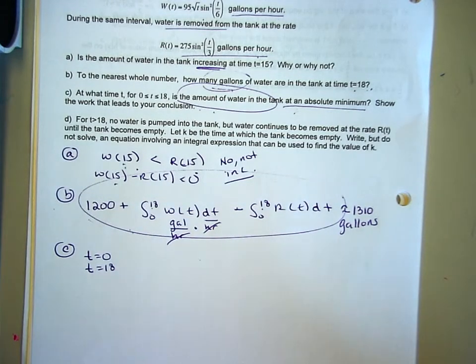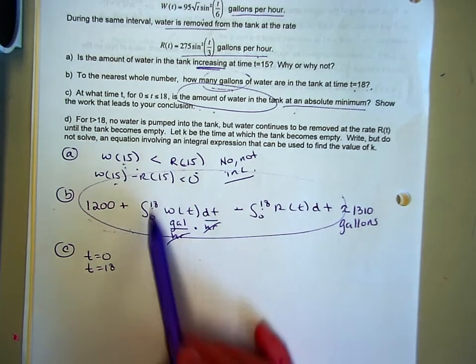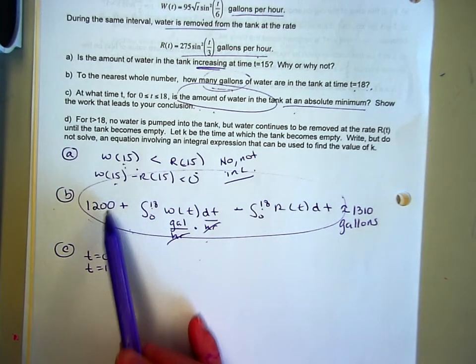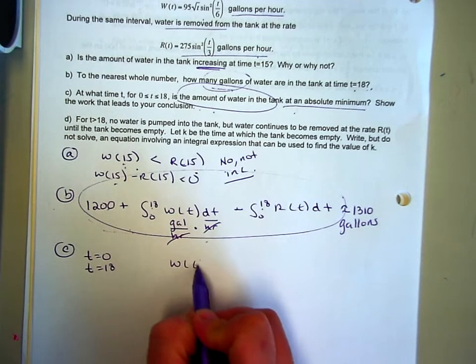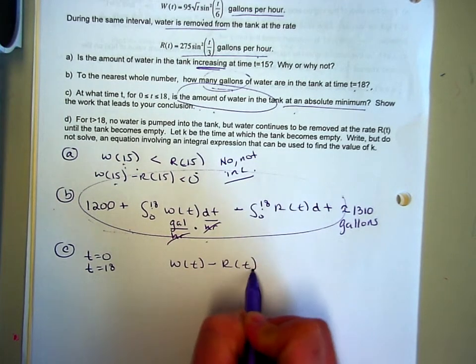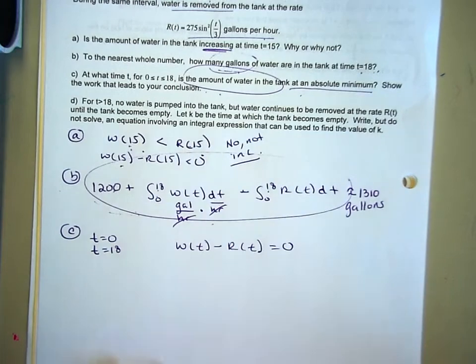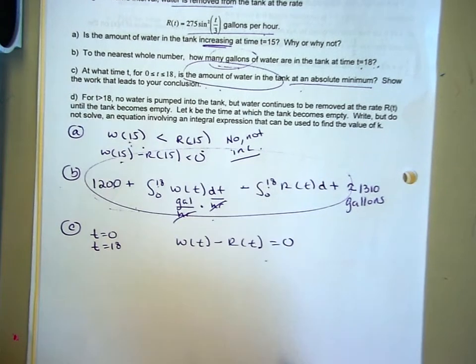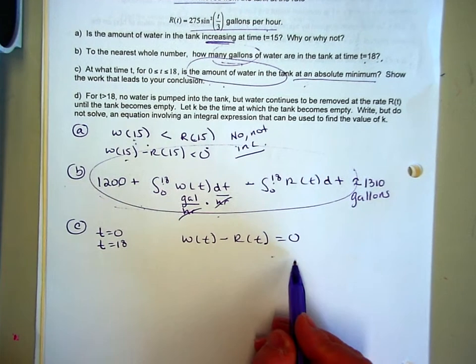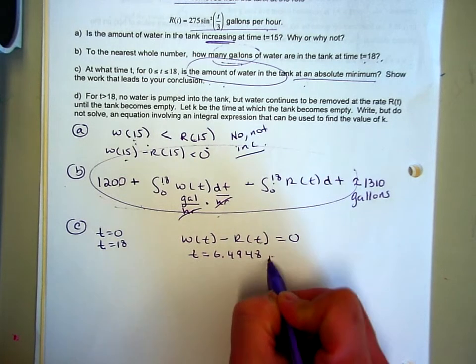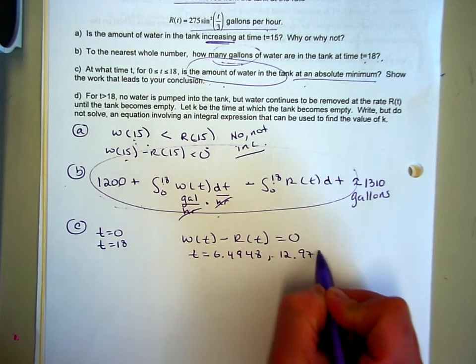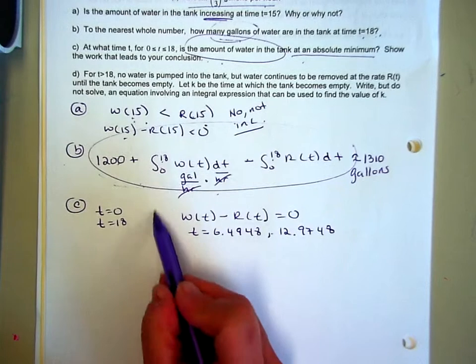So to find the absolute minimum, I need the critical points, where the derivative of this is equal to 0. The 1,200 does not matter, it becomes 0. So really, to find your critical numbers, you're looking for where your rate is equal to 0. This is your derivative equal to 0. Use your calculator, and I get two values, 6.4948 and 12.9748. So I want to check these 2 points.